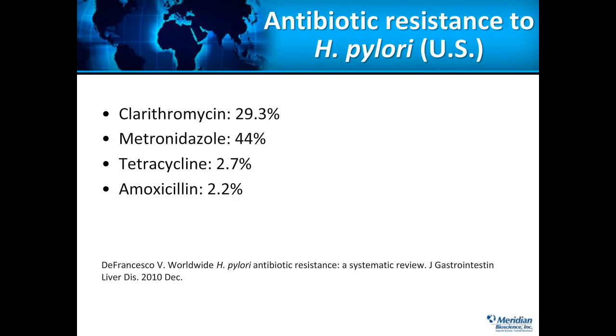Now, resistance to H. pylori is largely caused by clarithromycin resistance, because clarithromycin-based regimens are the most commonly prescribed regimens, and there's about a 29.3% resistance to clarithromycin in the H. pylori strains that we encounter in the United States. There's a 44% resistance to metronidazole, but remember, this is not the first-line therapy, it's an alternate therapy, so it's not prescribed as often. So it's not responsible for as high of a proportion of treatment failures.